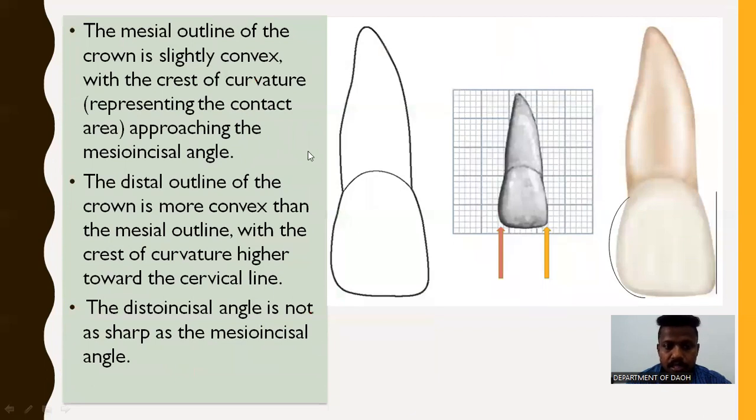The distal incisal angle is not as sharp as the mesio-incisal angle. This is one of the important features where we can differentiate the maxillary right permanent central incisor and the left permanent central incisor. So you can see here the mesio-incisal angle is sharper than the disto-incisal angle. The disto-incisal angle is not as sharp as the mesio-incisal angle.